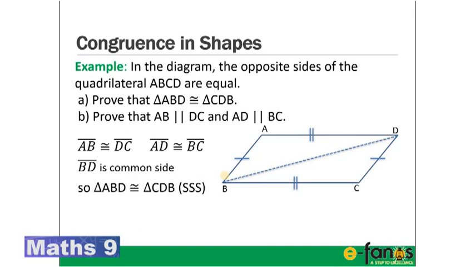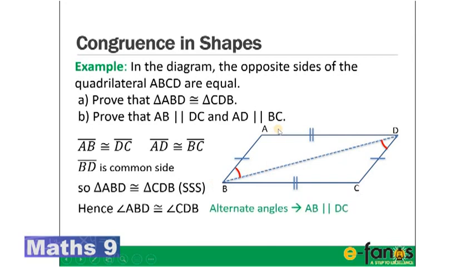Since we now know that the triangles are congruent, we know that angle ABD is congruent to angle CDB. Since we've got alternate angles here, we know that AB must be parallel to DC. Also, because the two triangles are congruent, we know that angle ADB is congruent to angle CBD. And again, alternate angles mean that AD must be parallel to BC.